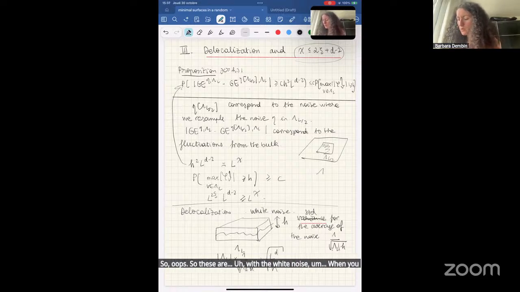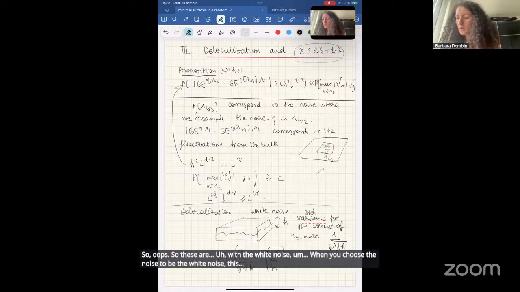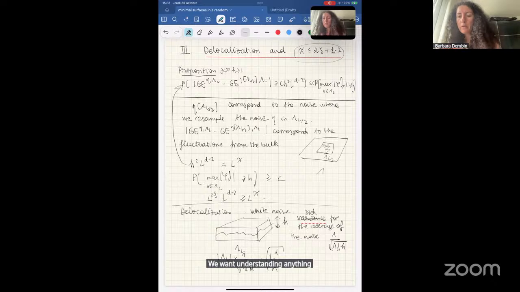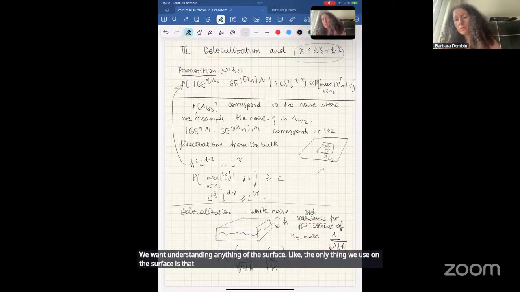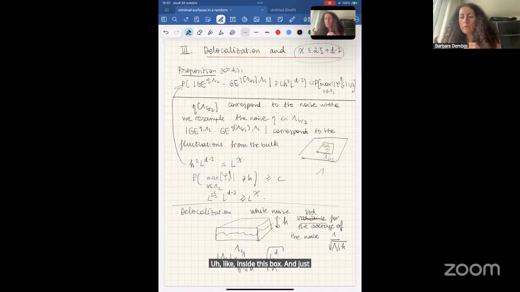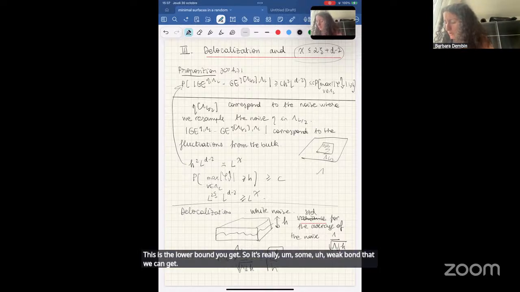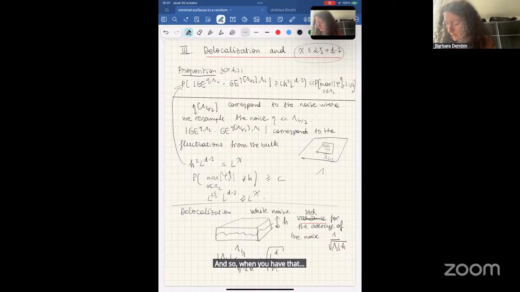When you choose the noise to be the white noise, this is somehow an easy lower bound we get on the fluctuation without understanding anything of the surface. The only thing we use on the surface is that it spends most of its time inside this box. And just by natural variance of the environment, this is the lower bound you get. So it's really some weak bound that we can get. And so when you have that h square, if you choose h square L^(d-2) to be of this order.